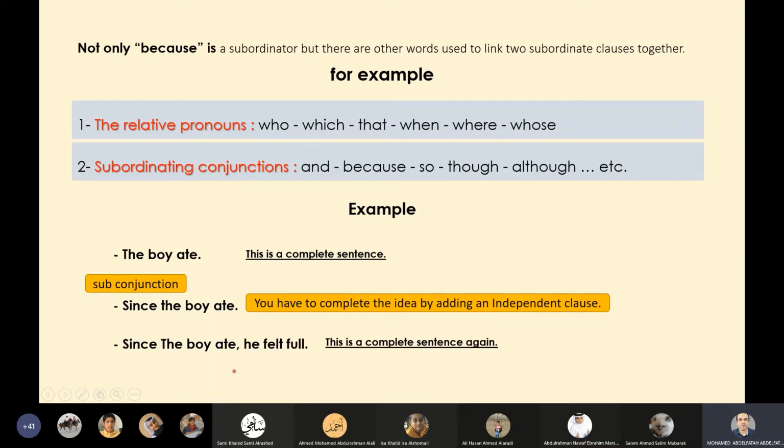Look here, students. Here I have got a complete idea. Since the boy ate, he felt full. At the beginning, the boy ate. This is a complete idea. When we use the subordinating conjunction, the idea now is incomplete. Since the boy ate, what? So you have to complete the idea by using the completion of the sentence. Since the boy ate, he felt full. Now the idea is complete again.